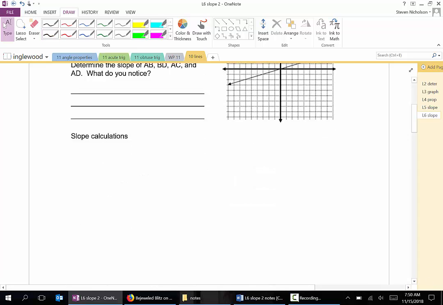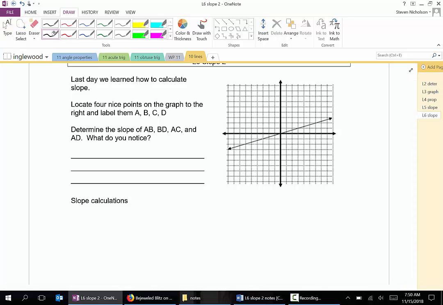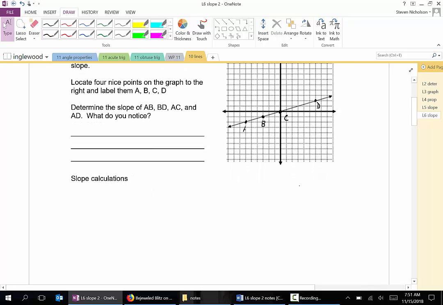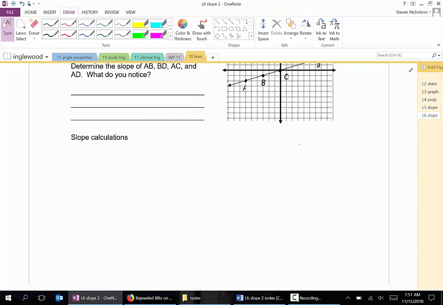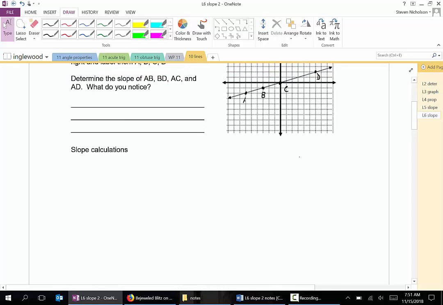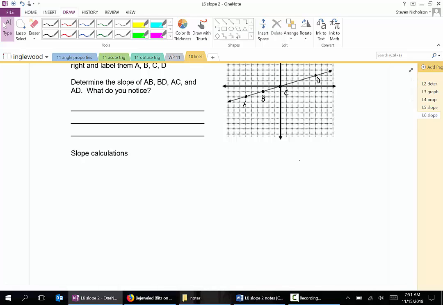Okay, so on my graph, I'm going to pick this one. I'm going to call it A. This one, I'm going to call it B. C, I'll pick at the origin. Always try to pick a nice one. And I'll pick D way over here. So here are my points. And what I'm going to do is my quick slope calculations. And instead of vertical and horizontal, I'm just going to say up, down, left, right.